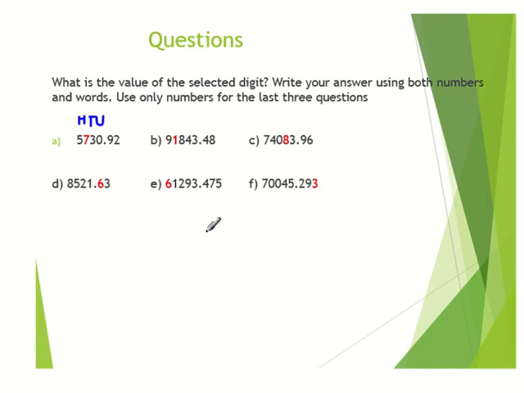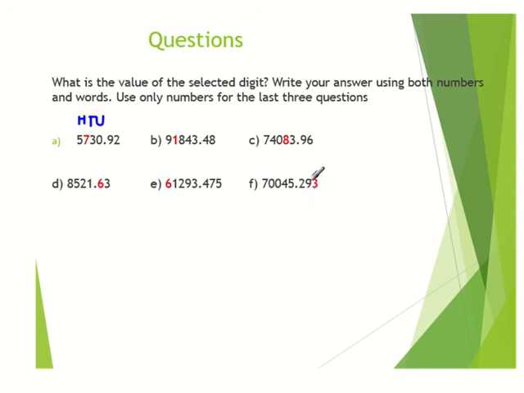This number, 61,293.457. Again, this is further left of the decimal point. So the decimal point is here, we've got ones, tens, hundreds, thousands, tens of thousands. So the value of this 6 is 60,000.